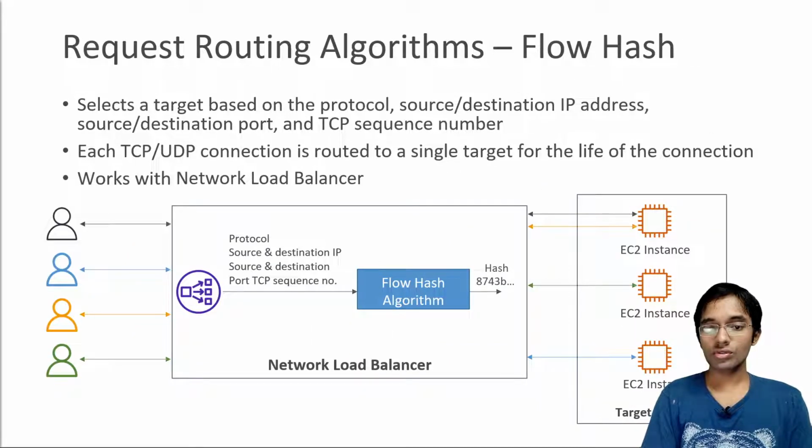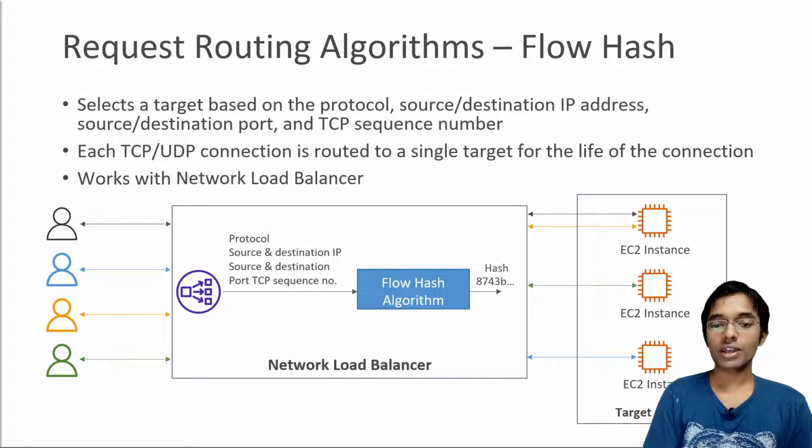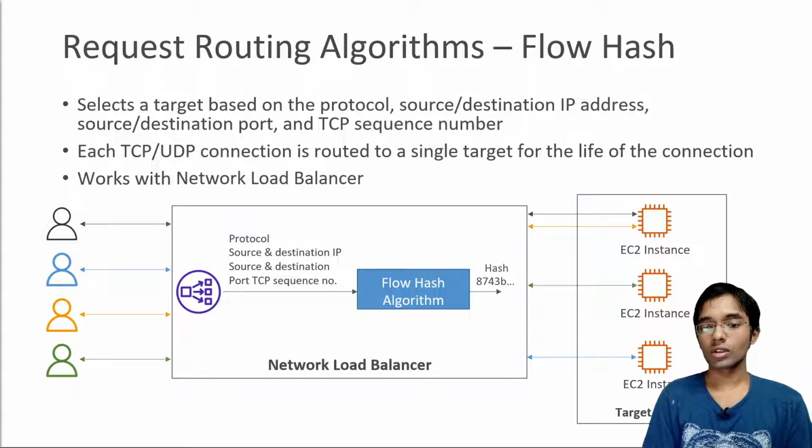Moving on to the next request routing algorithm, that is flow hash. It is for the network load balancer, and a target is selected based on the hashing of the protocol, source and destination IP address, source and destination port, and the TCP sequence number. That means each TCP or UDP connection is routed to a single target for the life of the connection, which is sort of equivalent to sticky sessions on the network load balancer.